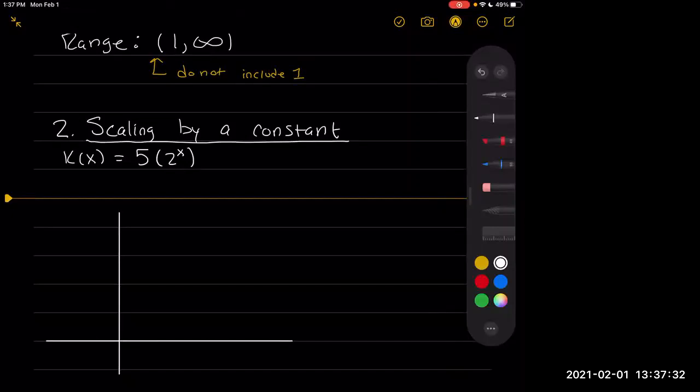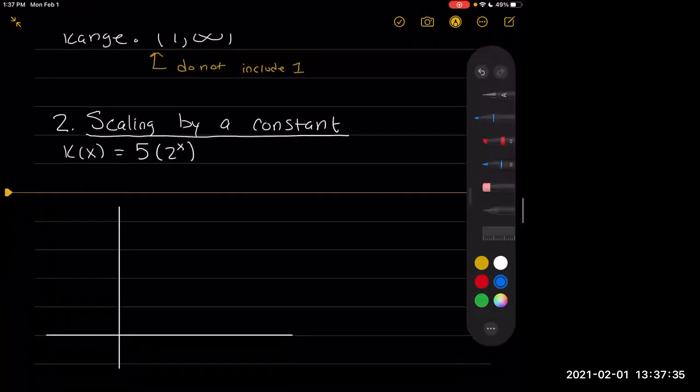So our original graph would look like this. And then our new graph is going to be stretched up like this. So where this was 1, this is now 5. So if we were to plug in 0, we would have 5 times 1. So this is why our new y-intercept is 5. So this stretches our graph.